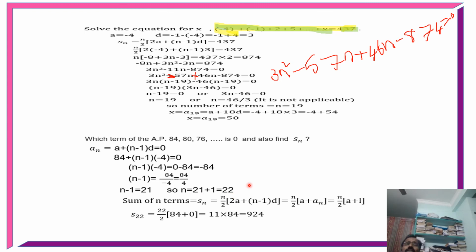Already in this presentation we have done the n value 22. The sum of n terms formula is Sn equals n by 2 of 2a + (n - 1) into d, or else n by 2 of (a + an), or else n by 2 of (a + l). In this case, the last term formula, any one we can use because the nth term we know is 0. Substitute: S22 is equal to 22 by 2 into (84 + 0), which is 11 into 84, that is 924.